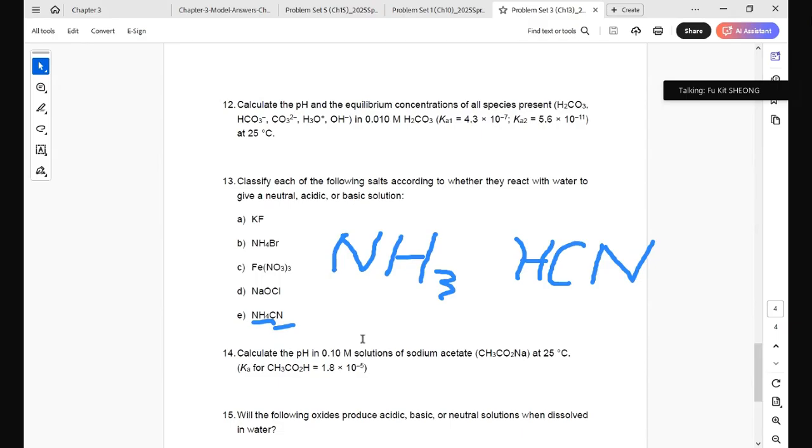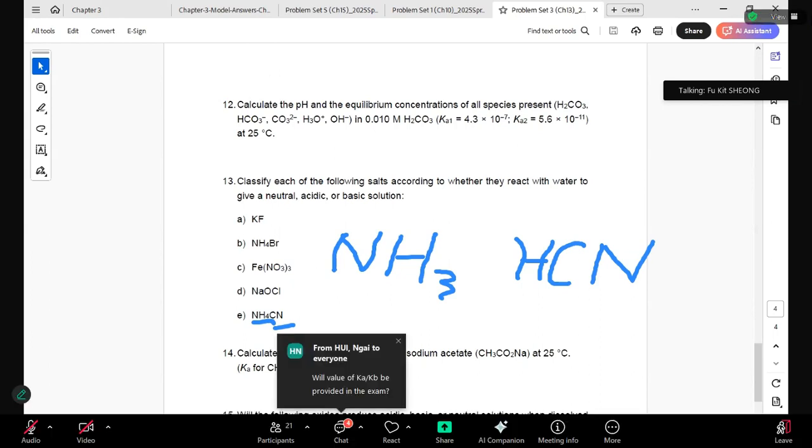I don't remember the numbers here. I think ammonia is probably stronger, but I can't remember the numbers. If the Kb of ammonia is greater than the Ka of hydrogen cyanide, then it will be basic. Otherwise it will be acidic. You just need to compare the Ka and Kb to get the answer.